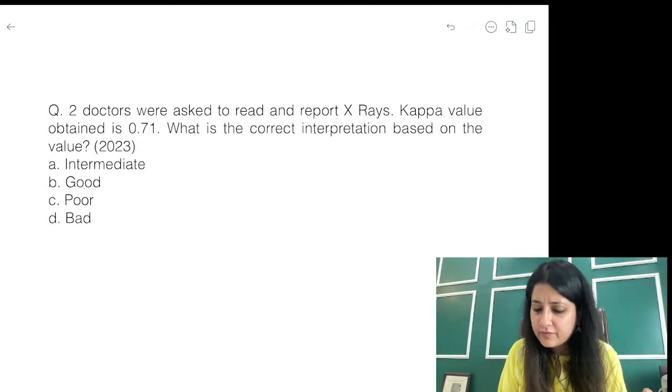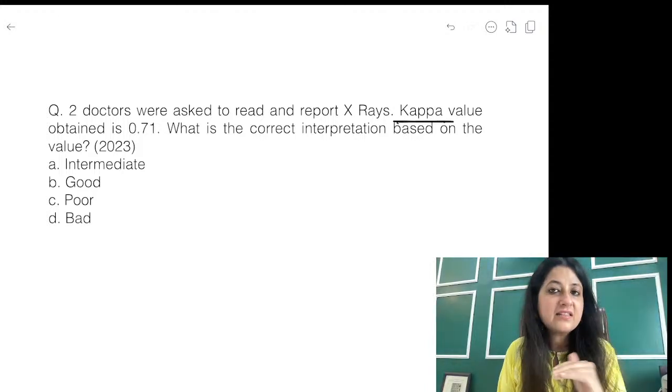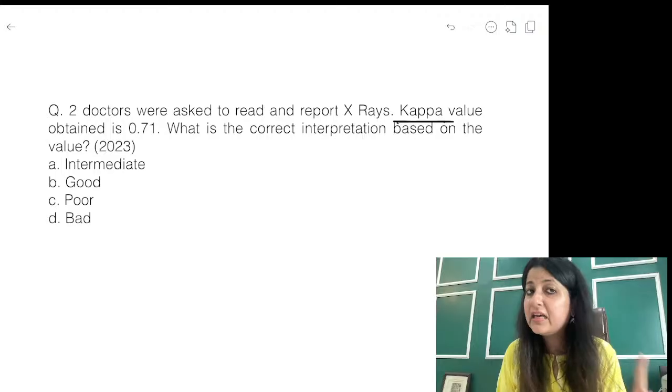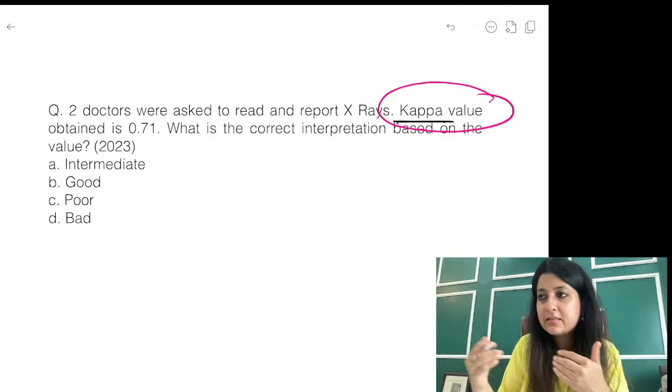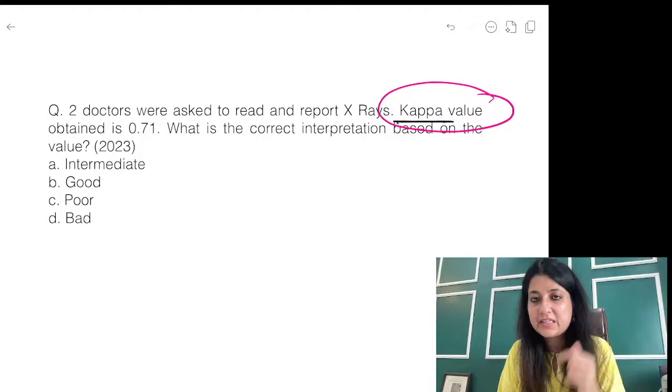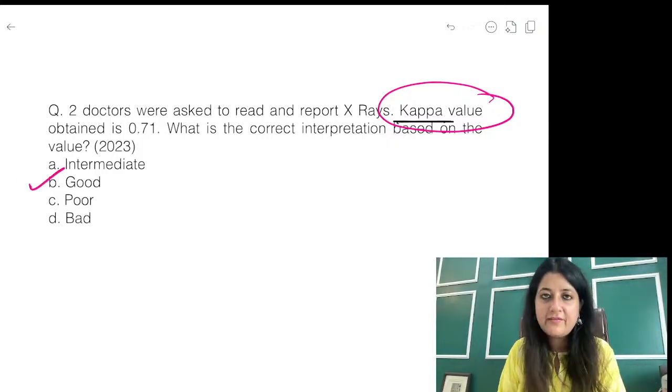Alright. Two doctors were asked to read and report x-rays, kappa value. Now what is kappa stats? Please don't think कि kappa stats NEETPG या FMG में नहीं आ सकता. They might not give you the calculation, but they can give you what is the purpose of calculating kappa statistics. Kappa statistics क्या check करता है? Okay, you all have learned this thing.